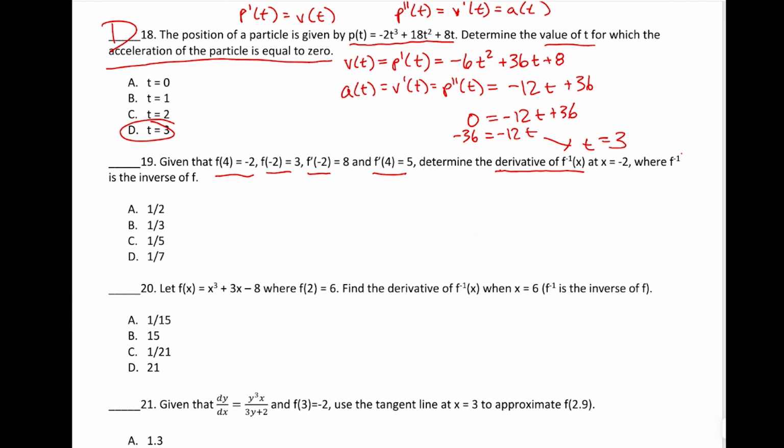So we want to find the derivative at x equals negative 2. We have the inverse. Actually, I'm going to say let g be the inverse of f, just to make the notation a little nicer here. So what we're looking for is the derivative of that inverse at x equals 2. Oh, not x equals 2. X equals negative 2.